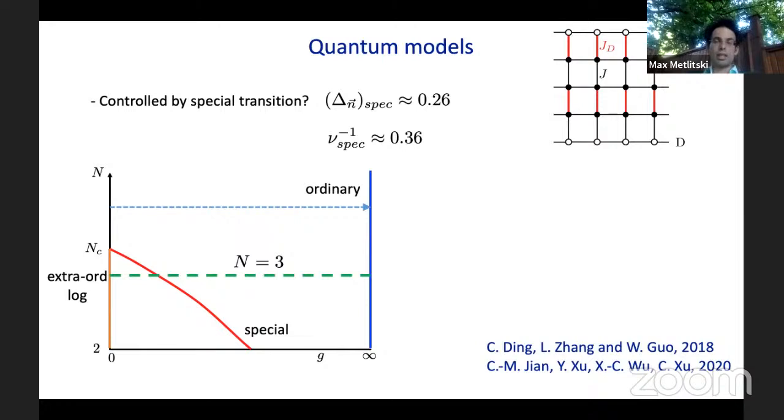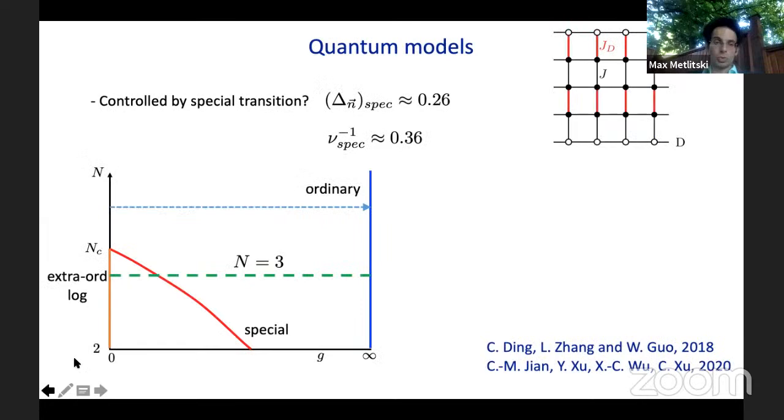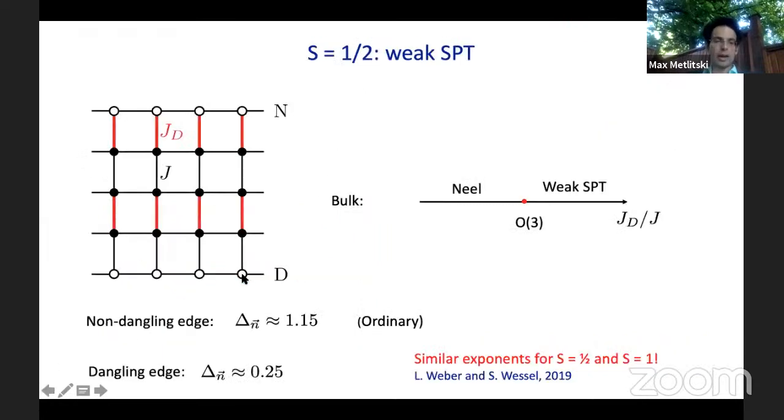Yes, but anyway, so this is where things stand. Now there is one further comment about the difference between spin 1/2 and spin equal to 1. Do we expect that for spin 1/2 models and spin 1 models the dangling edge will be the same, or will it be different, or what?